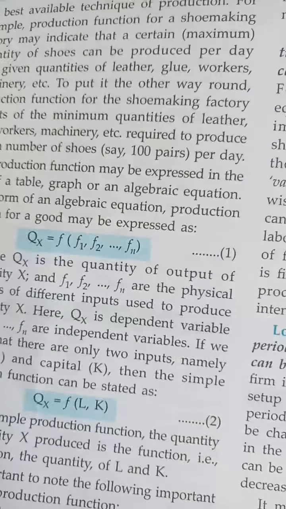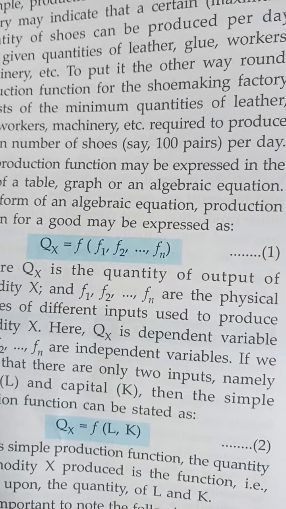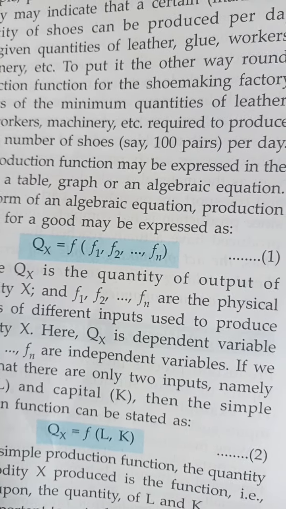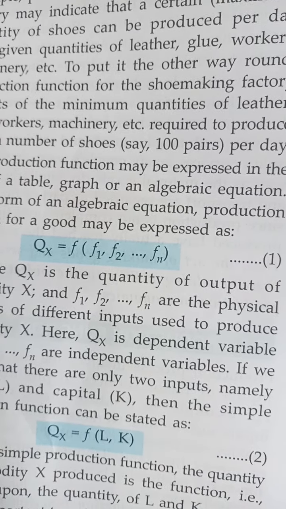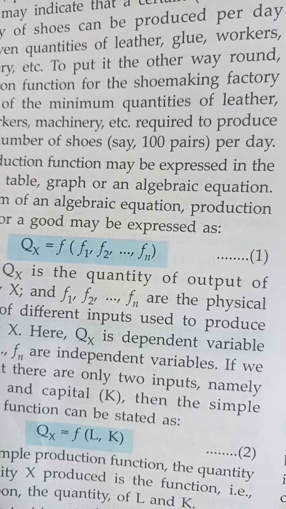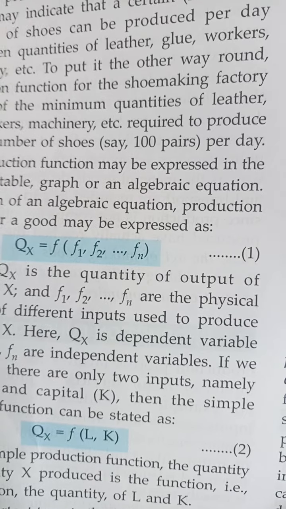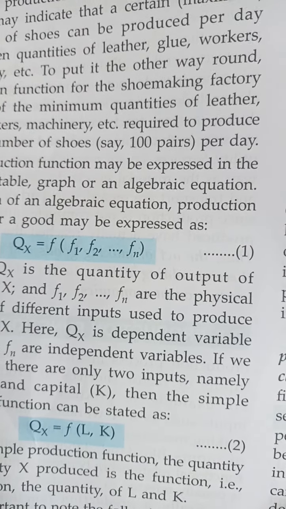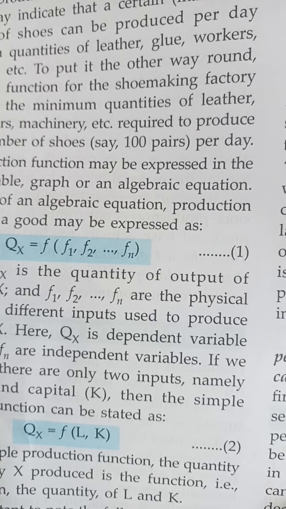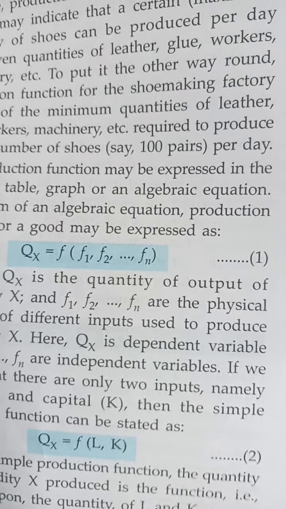But before that, let me show how the production function is depicted as an equation. This is how: capital Q subscript X, that means quantity of output of commodity X produced, is equal to small f, that means a function of, within the brackets, F1, F2, F3 up to Fn. All these within the brackets represent the different factors of production. This is how we represent a production function.